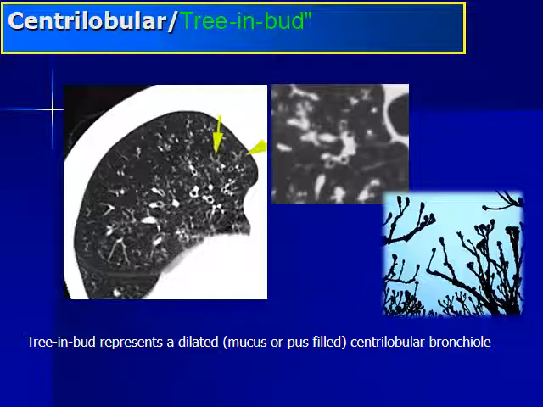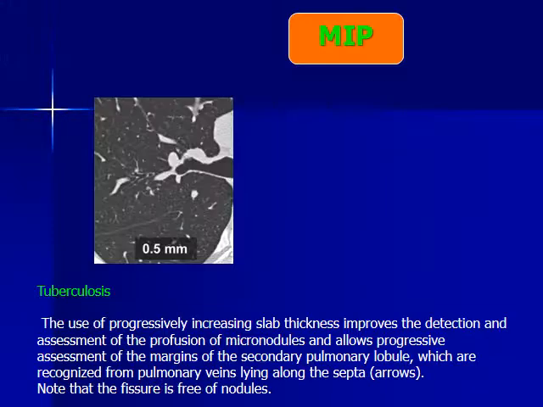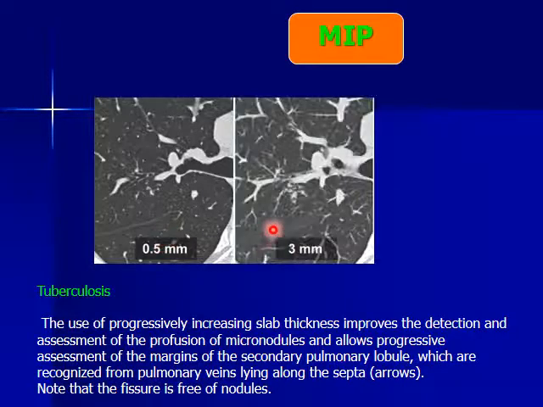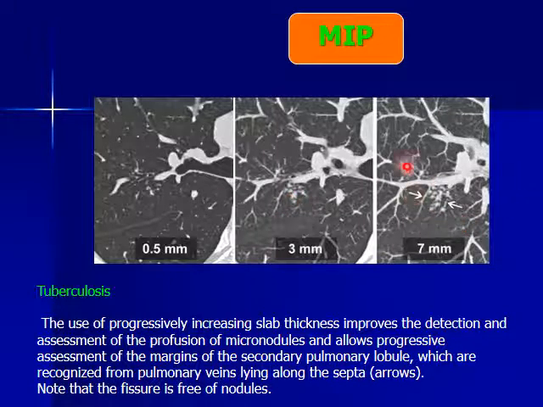And the MIP, I have told you, is very important to these. Again, this is the example of MIP. Maybe at 3 millimeter, we can start to see nodules, and here we see definite tree-in-bud.